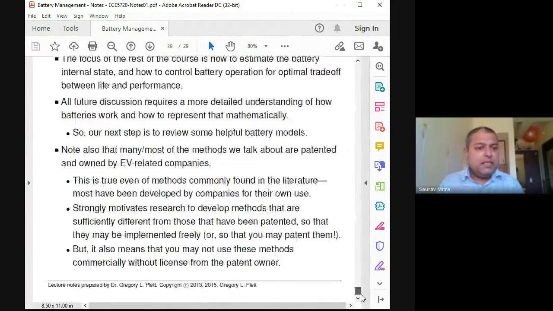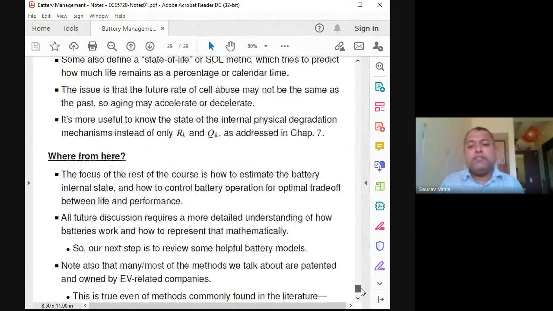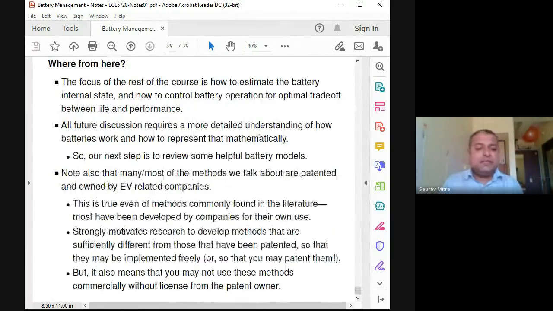And lastly, they have told where to go from here. This is a very important thing. This is the last page, page number 29. Where from here means whatever things they have explained, where all can you go? What is the research scope or future research direction? That is explained here.